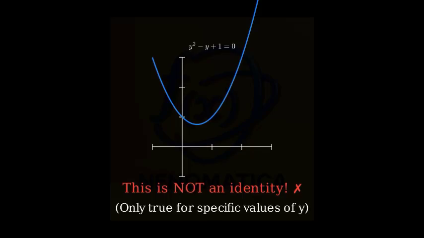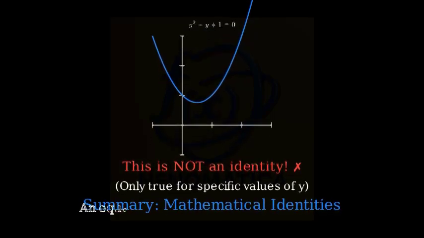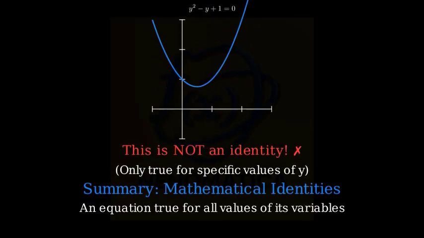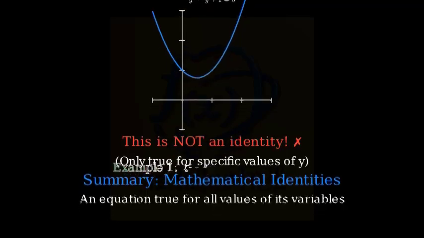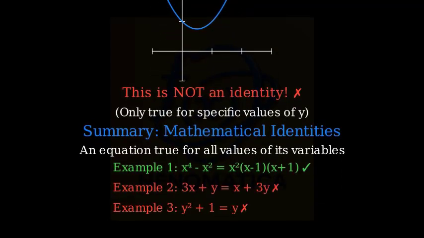Now, let's consolidate our understanding of mathematical identities. A mathematical identity is an equation that is true for all values of the variables where both sides are defined. Our examples showed: example 1, x to the fourth minus x squared equals x squared times the quantity x minus 1 times the quantity x plus 1. This is an identity. Example 2, 3x plus y equals x plus 3y. This is not an identity, as it's only true when x equals y. Example 3, y squared plus 1 equals y. This is not an identity, as it's only true for specific values of y.